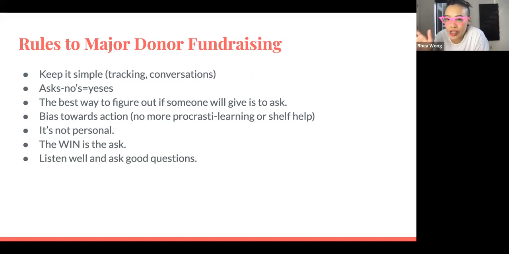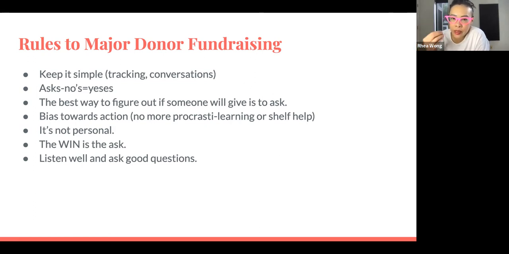The best way to find out is just to ask. So a lot of times people will be like, well, if I just craft the perfect deck or the perfect ask or the perfect thing, it will all be fine and I will never be rejected. Bad news. There's no such thing as the perfect ask that will get you 0% rejection. Rejection is just part of the game. Now, the thing is, it's not personal. And if you reframe the win as the ask, as opposed to the gift, it becomes less emotionally harrowing. And the key to building relationships is to listen well and ask good questions.